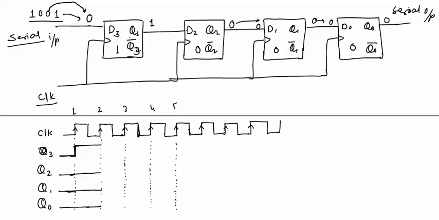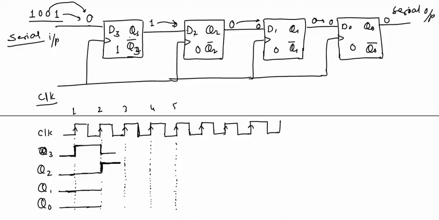Now we'll start with the second clock pulse. If second clock pulse is applied, this 0 will be stored in this flip-flop, means Q3 will change from 1 to 0. For this flip-flop, input is logic 1. So when the flip-flop triggers, this 1 will be input and it will be stored in this flip-flop. So Q2 will go high because logic 1 is now stored in this flip-flop.